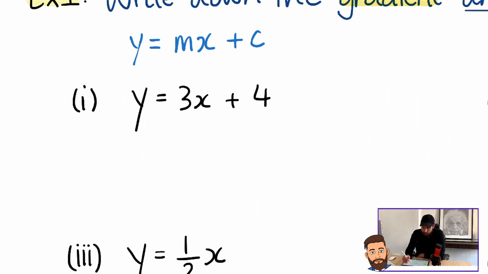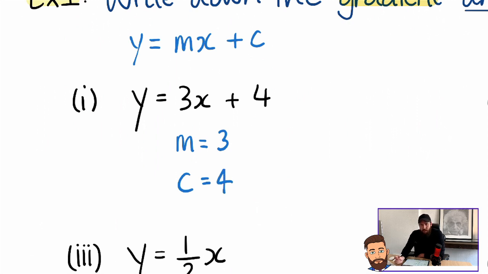All you have to do is map this up. We need to know what the gradient and the y-intercept is. Well, what is m? Because remember, we know m stands for the gradient and we know c stands for the y-intercept. This is the y-intercept and this is the gradient. Well, this is really easy now. What's the gradient of this line? Well, what's in front of the x? 3. So the gradient is 3. And what is the y-intercept? 4.